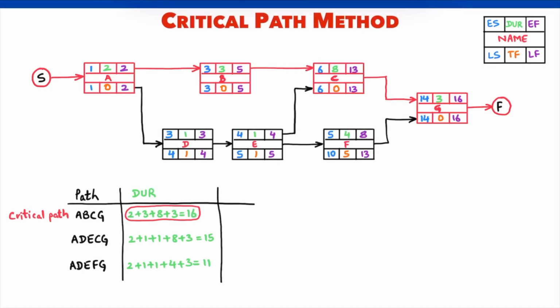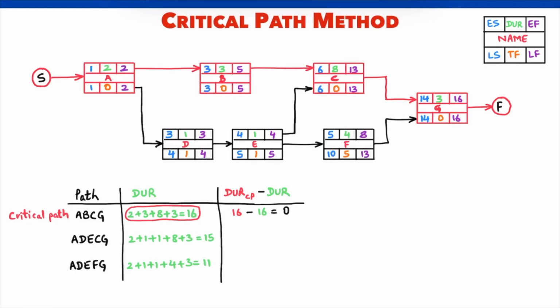Further, there is also a simpler way to find the total float. We will start by calculating the difference or the gap between the total duration of the critical path and the total duration of each of the possible paths. A, B, C, G is the critical path. So, we have 16 minus 16, 0.